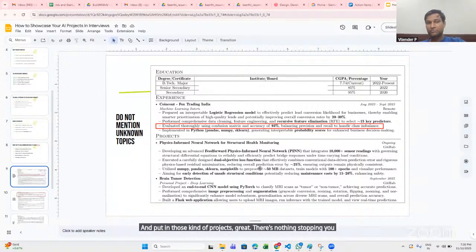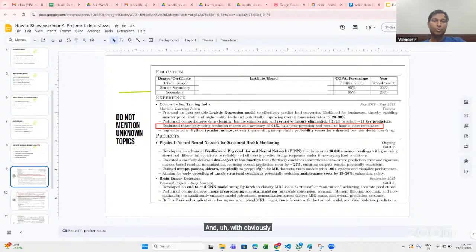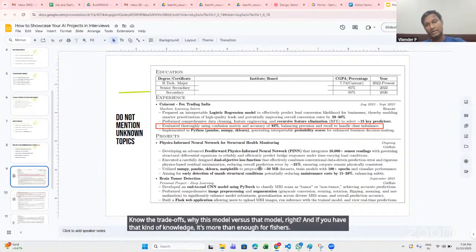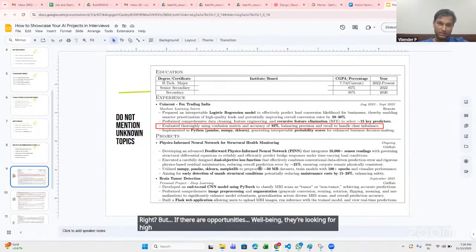Most of the time, people look for Python developers, with the ability to know different models, understand the models and know the trade-offs. Why this model versus that model, right? If you have that kind of knowledge, it's more than enough for freshers. But if the opportunity is well-paying, they're looking for a high level of skill, and then obviously you'll need much bigger projects like these.